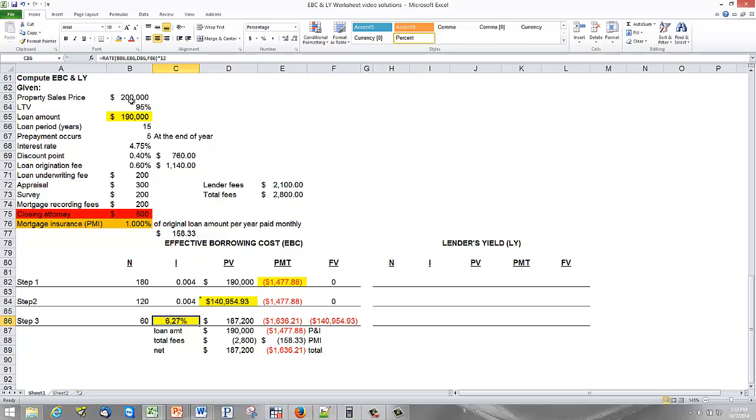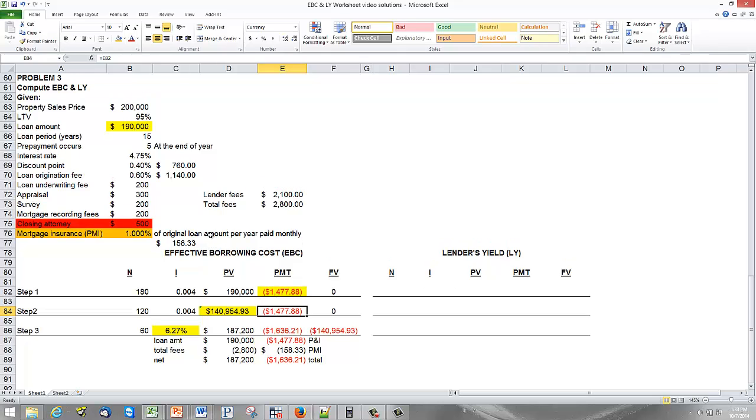So watch out for your loan to value. Make sure whether there's PMI, because if there is, PMI is best thought of as a closing cost that occurs on a monthly basis. So only include PMI in the step 3 calculation, because if you don't, it's going to screw up your outstanding mortgage balance and your calculations in general. So only include it down here at the bottom in step 3. So this is probably the most complicated problem that you can run into in terms of computing the EBC.